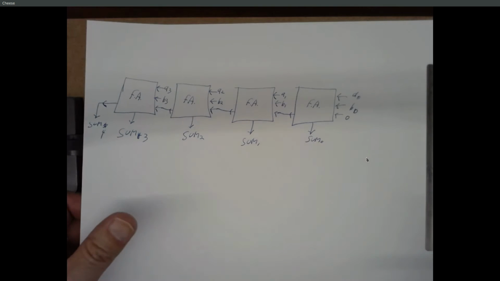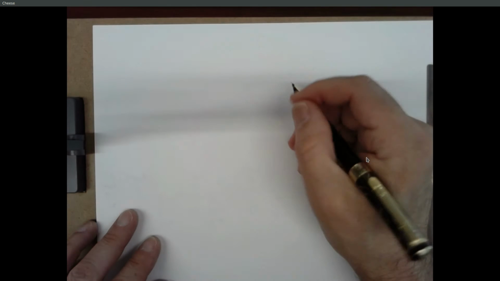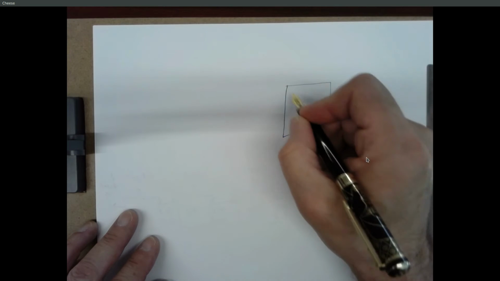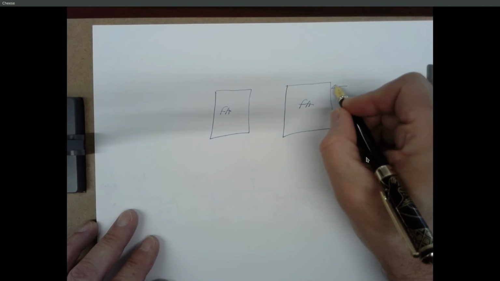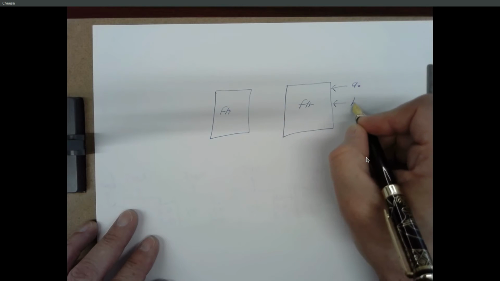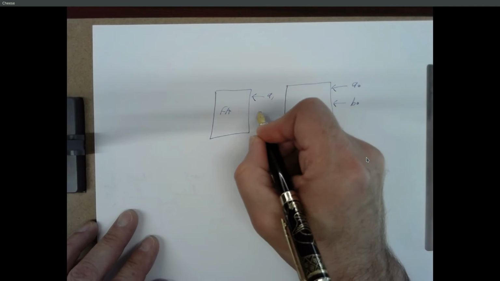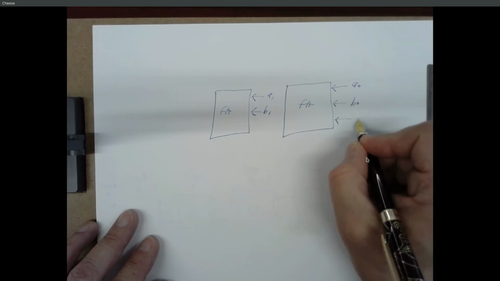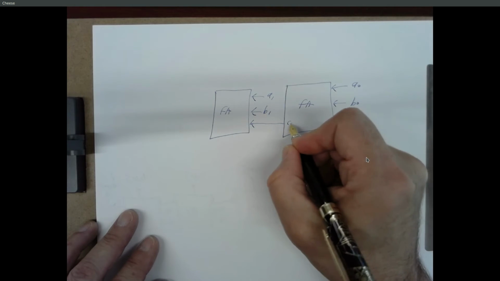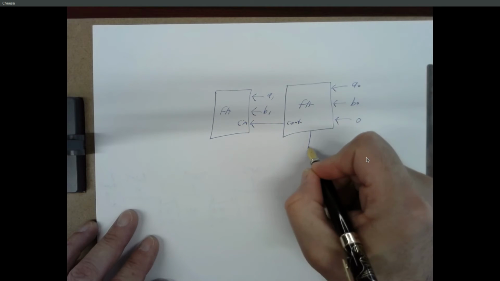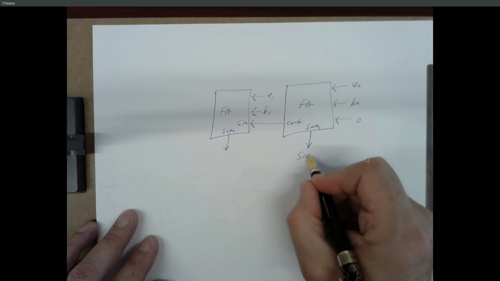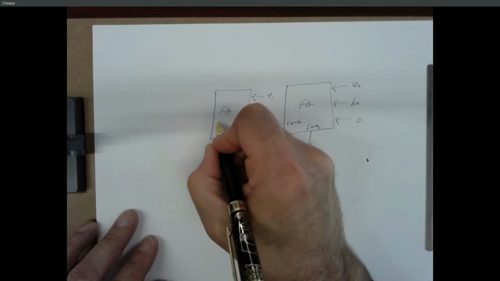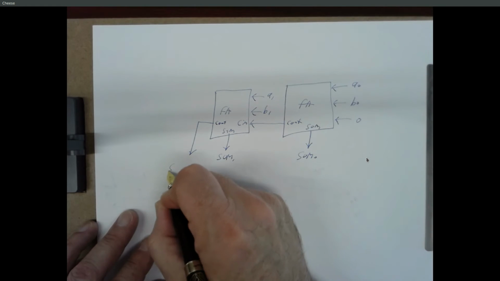So for the 2-bit adder that you made a K-map for, 3 K-maps for, what does this look like? Here's a full adder. Here's a full adder. We have 2-bit inputs, A0, A1, B0, B1. Initial carry in of 0. A carry out goes to a carry in. So here's sum 0, sum 1, and our final carry out is sum 2.